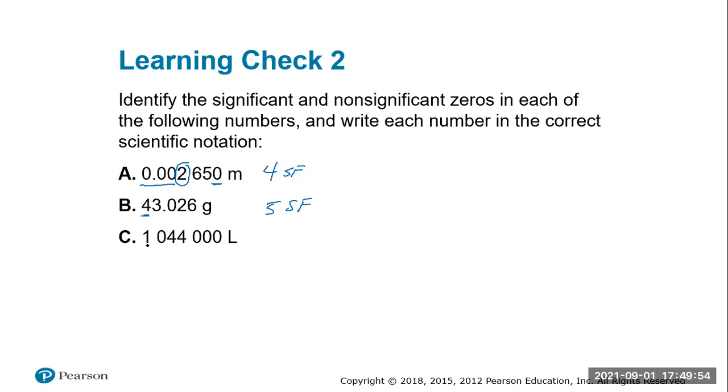And again, counting here, the 1, trapped 0 is significant. These two 4s are significant. These zeros at the end are not significant because there is no decimal point written, which means that this number would have only 4 significant figures. Any questions on that there?